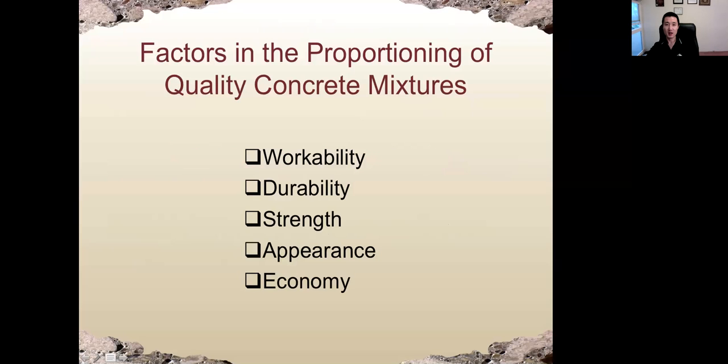There are many factors affecting the proportions of a concrete mix, including what the requirement is for slump or workability, what the requirement is for durability, the strength requirement, and appearance. What is the surface finish? What is the color of concrete, if there's a requirement for that? Or even the cost of the concrete. These decide how much cement and what the water to cement ratio of the concrete is.